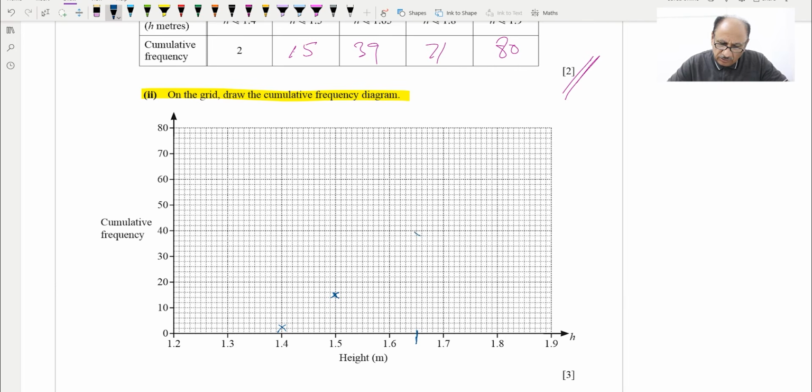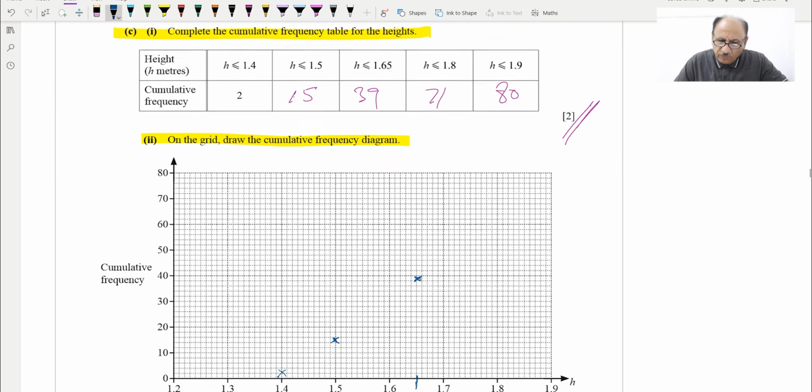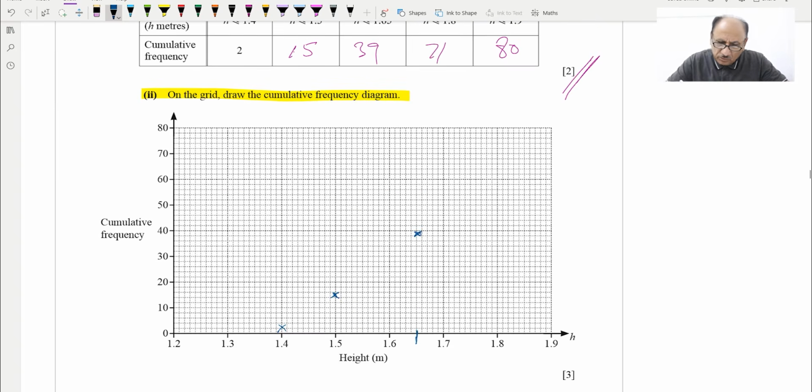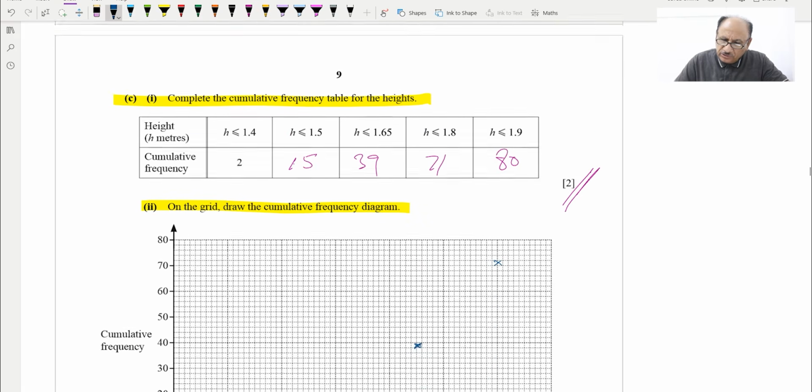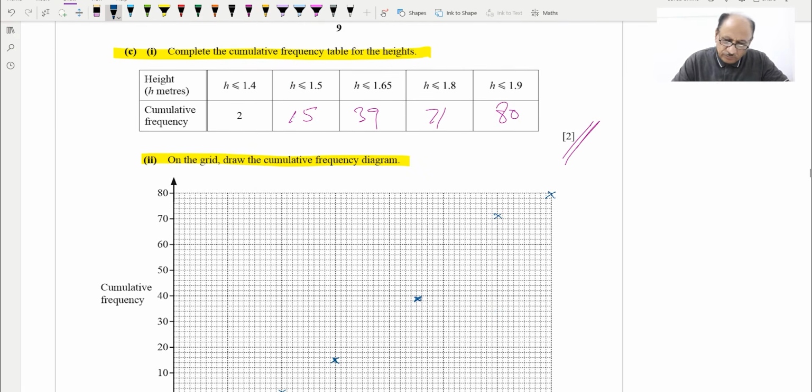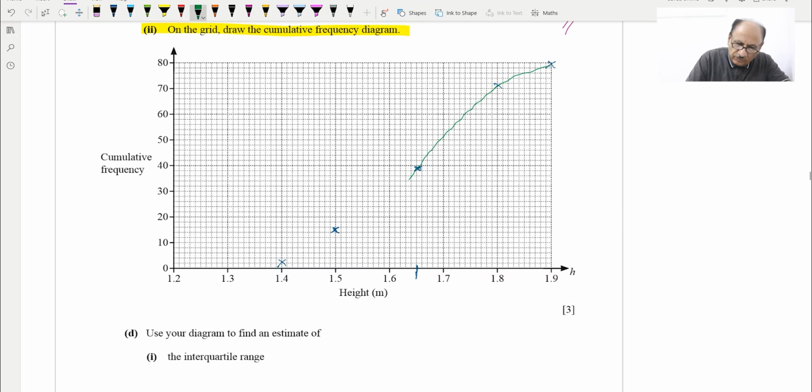So 39 will be over here, and next 1.8 is 71. So 71 will be up to this one, and 1.9 is 80. So 80 will be on the top over here. Now we need to draw the cumulative frequency curve. We will be trying to draw a smoother curve over here, and then from here we can move to this one and move to this.